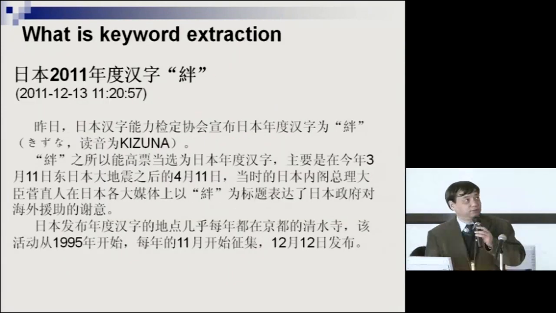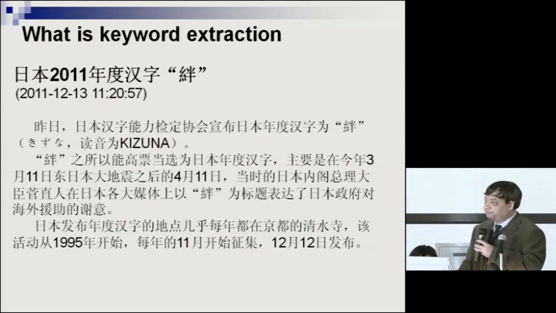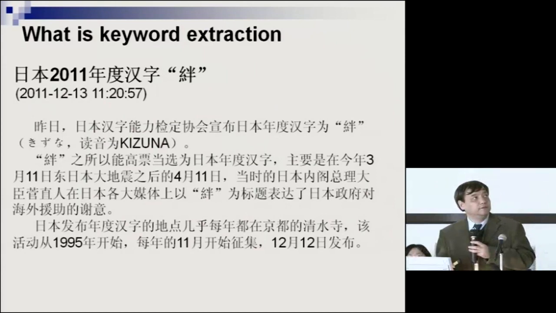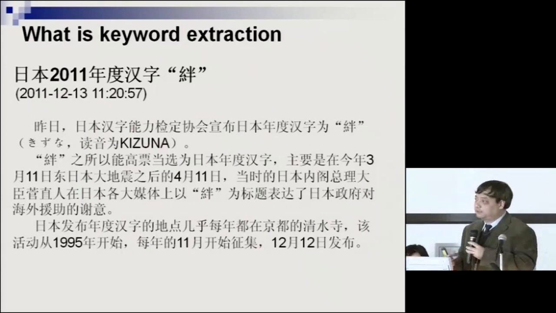So what is keyword extraction? Given an article, the task is to let the computer extract some words or phrases from this article. These words should be able to represent the content of that article somehow. So we can regard these keywords as content identifiers or content descriptors.